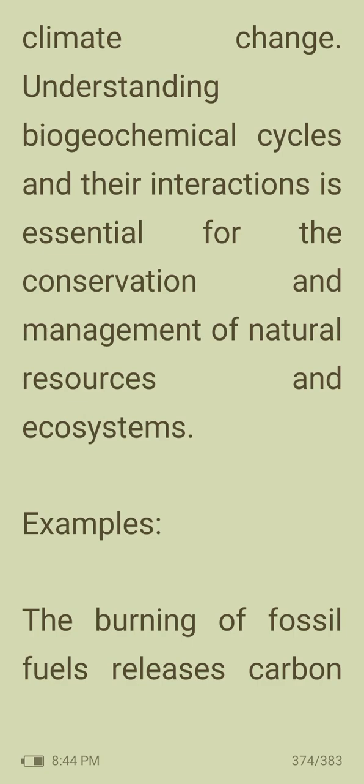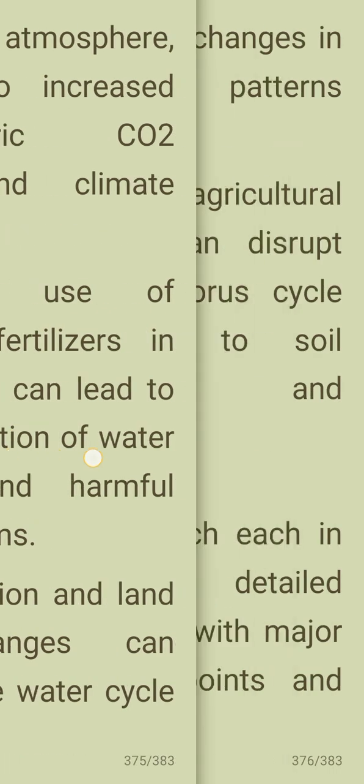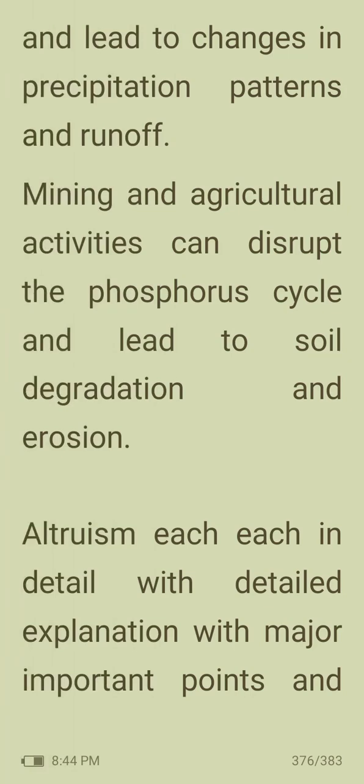The burning of fossil fuels releases carbon into the atmosphere, leading to increased atmospheric CO2 levels and climate change. Excessive use of nitrogen fertilizers in agriculture can lead to eutrophication of water bodies and harmful algal blooms. Deforestation and land use changes can disrupt the water cycle and lead to changes in precipitation patterns and runoff. Mining and agricultural activities can disrupt the phosphorus cycle and lead to soil degradation and erosion.